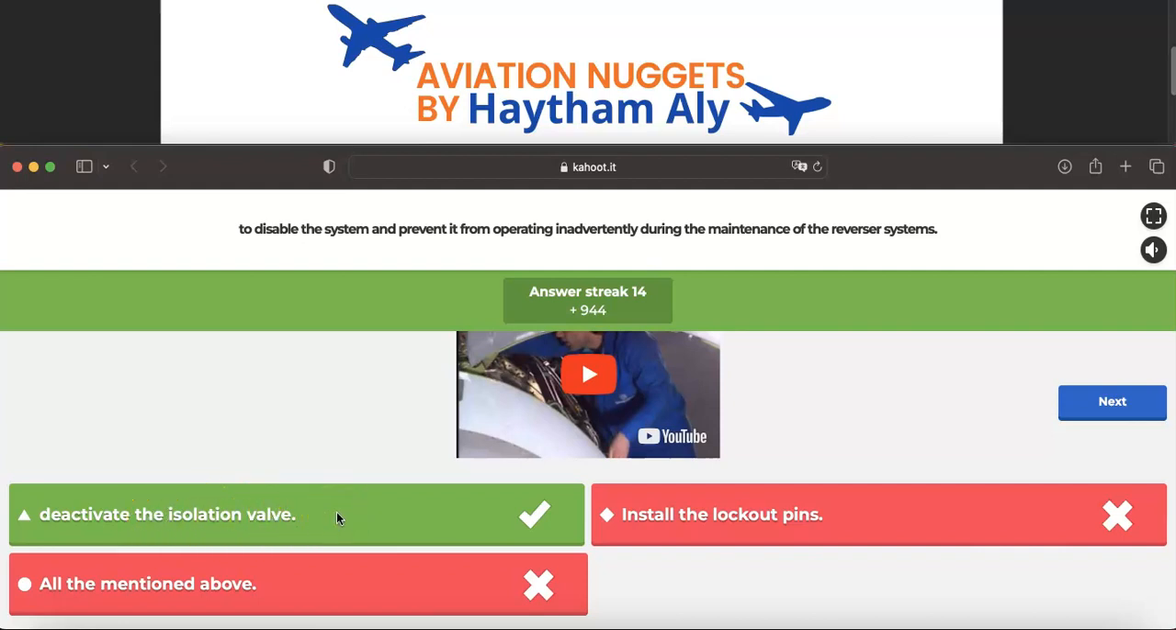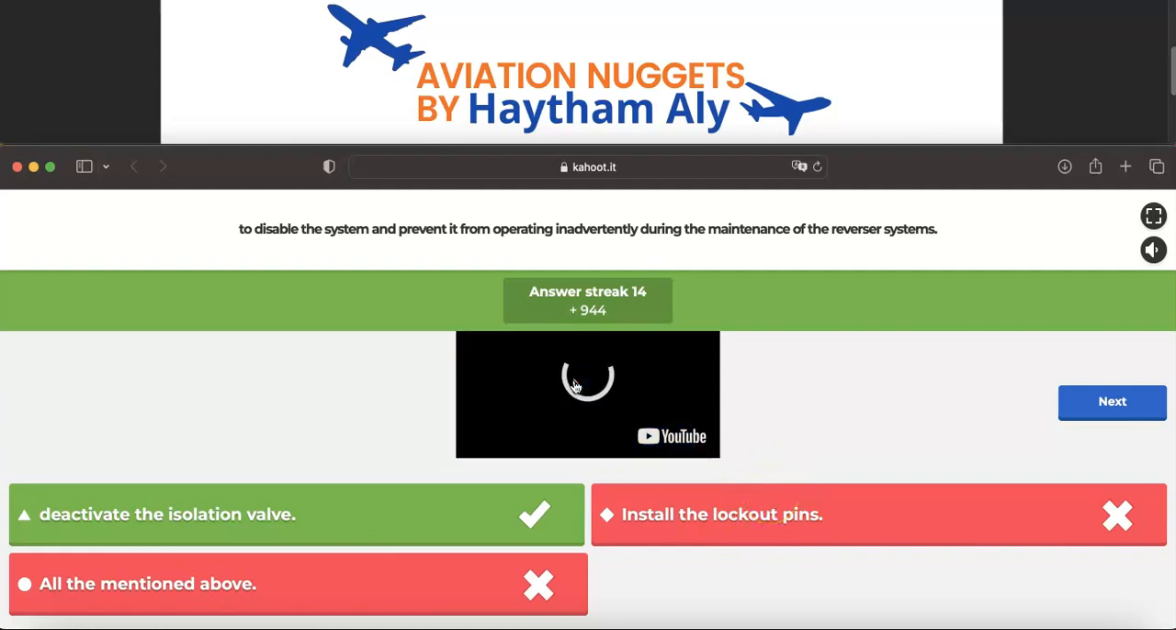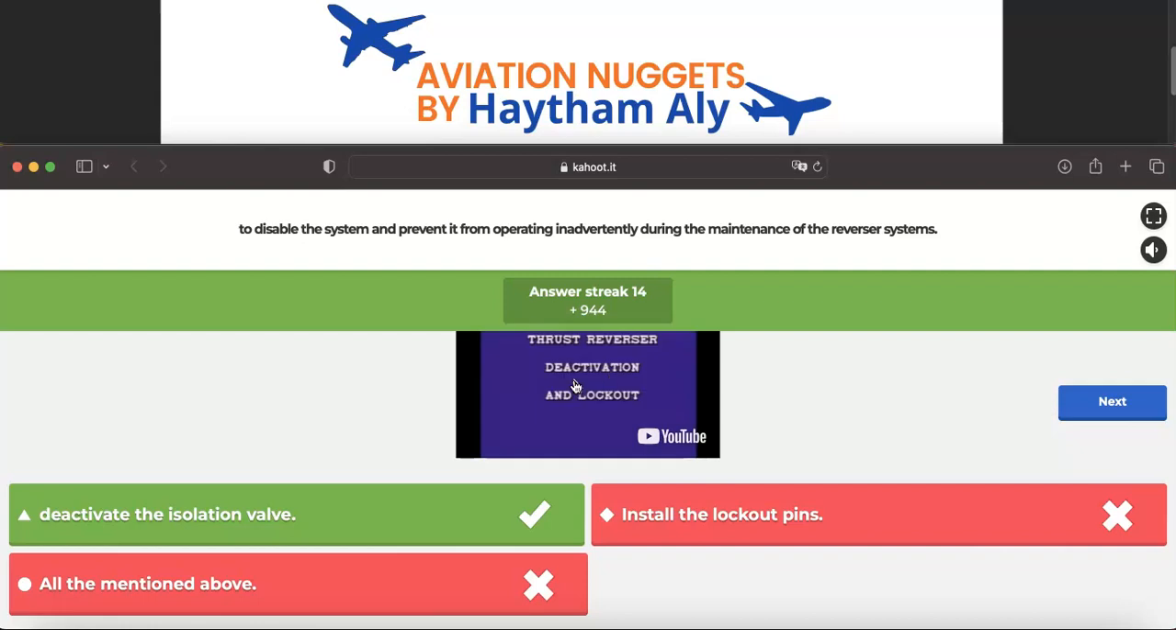So for thrust reverser deactivation for maintenance, we only do hydraulic deactivation by closing the isolation valve from the lever on the hydraulic control unit. But if we need to do thrust reverser deactivation for flight, we add a mechanical locking of the thrust reverser system. We do the hydraulic deactivation and also the mechanical deactivation. But if we are on ground, as you can see here from this video, we can only deactivate the isolation valve.